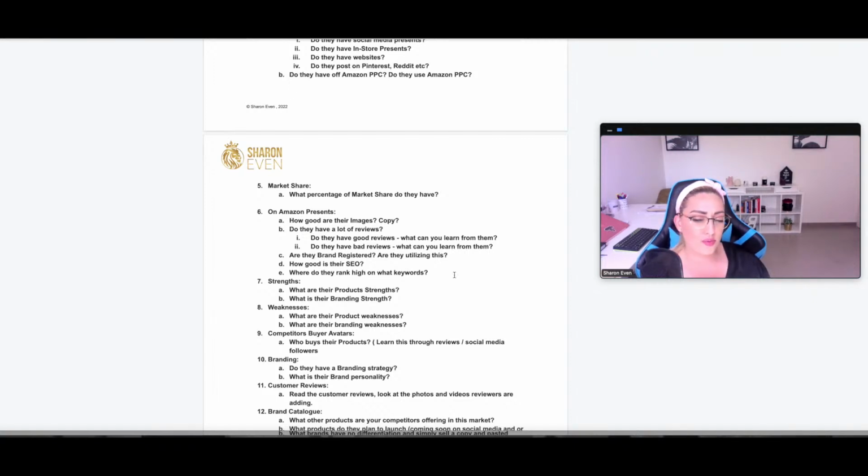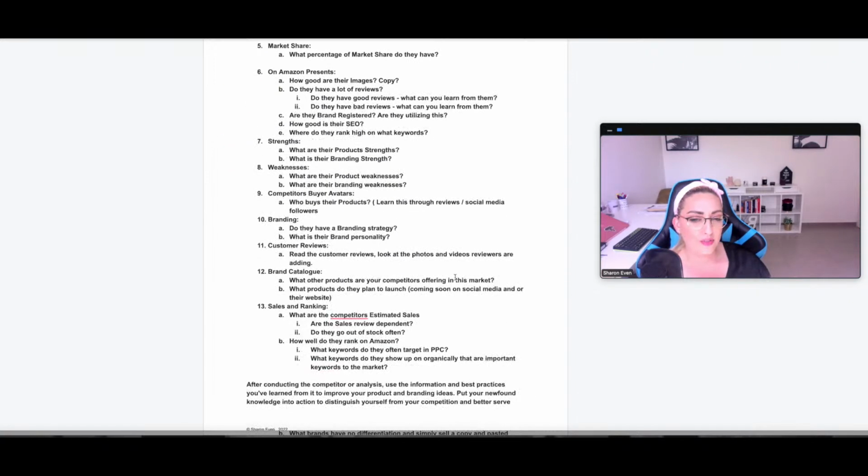Strengths. What are the competitors' product strengths? What is their branding strength, which would also sort of go under marketing as well? Do they use very specific types of fonts? Do they have a very specific type of brand personality, etc.? Weaknesses. What are their product weaknesses? What are their branding weaknesses? Do they just have a shitty old logo and they haven't put any thought into their branding, etc.? These are things to understand that can help you. You can learn both from your competitors' strengths and their weaknesses.